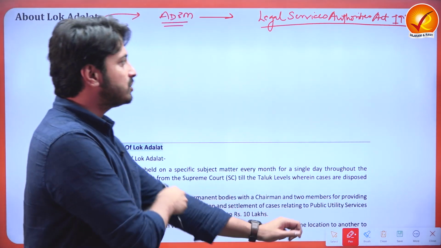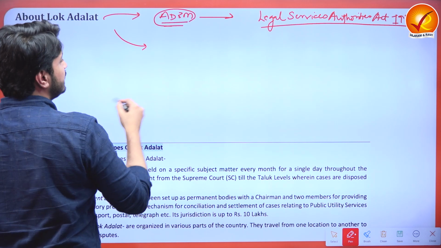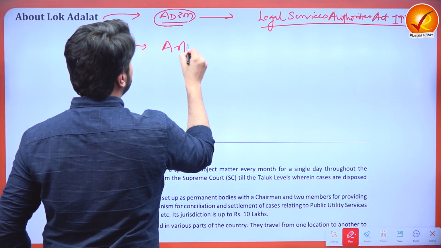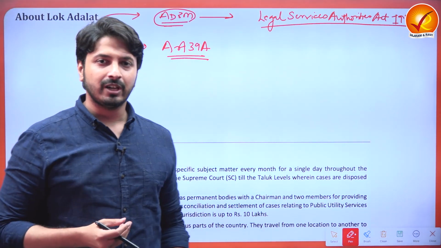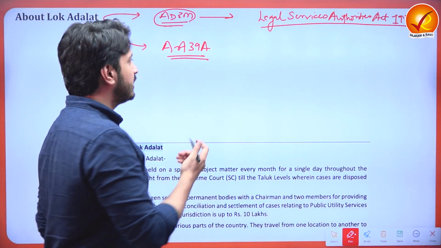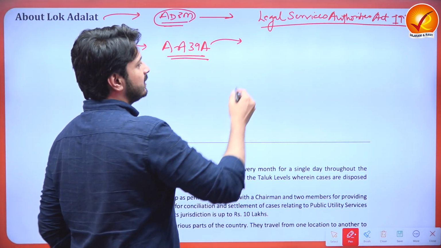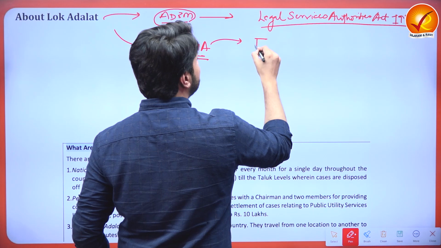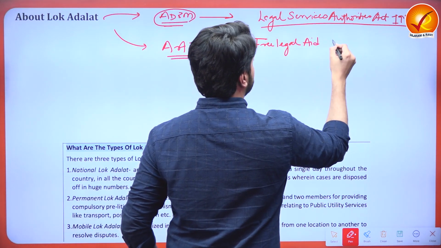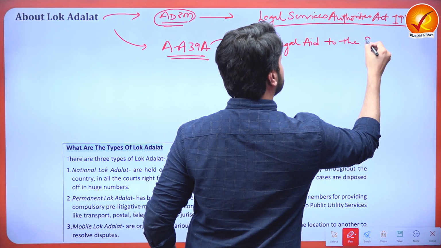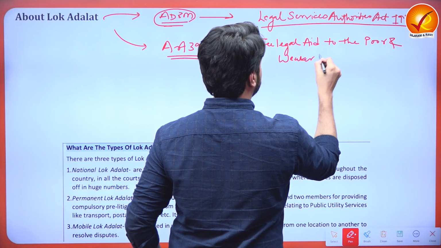Now, what does the Constitution say about providing ADRM? The Indian state is obligated under Article 39A, which falls under the directive principles of state policy, as you are all aware. What does Article 39A say? It says that the state is bound to provide free legal aid to the poor and weaker sections of our society.